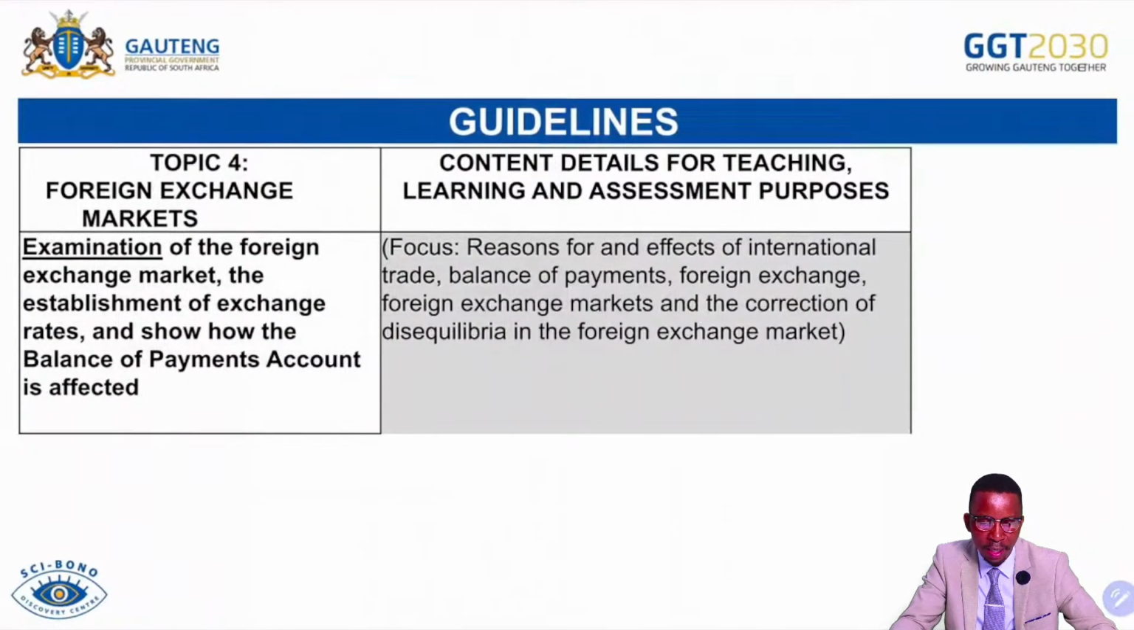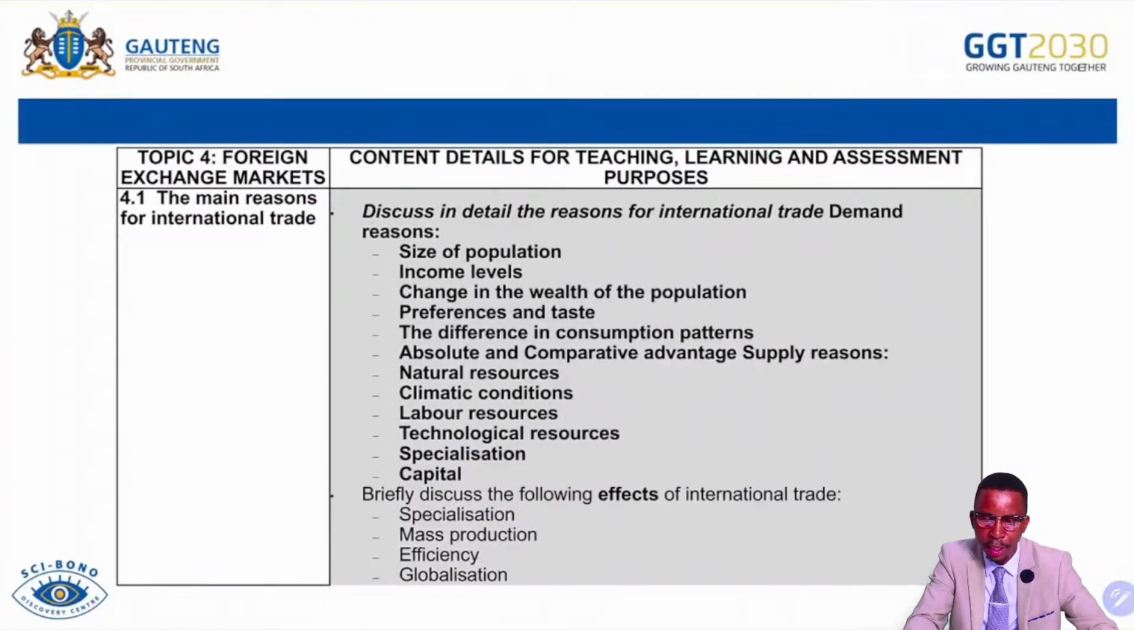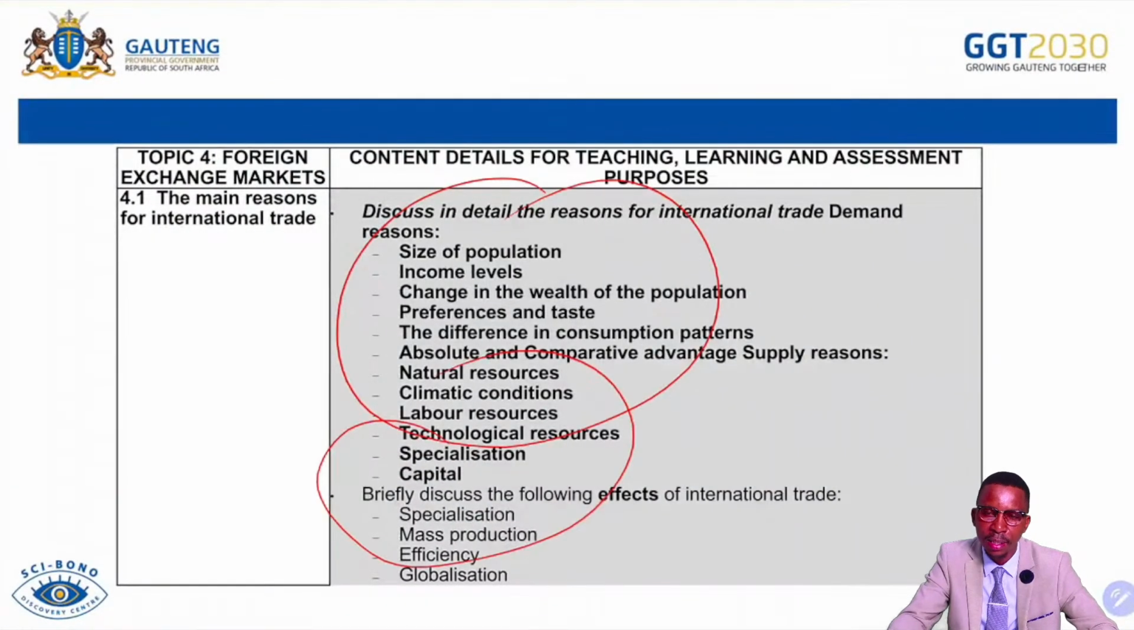Then foreign exchange markets, that's when you now deal with what we have just covered. In case it comes in, know the reasons for foreign trade, in both the demand and supply reasons for foreign trade. In that situation, this is an essay discussing detailed demand and supply reasons for foreign trade, and then also briefly discuss the effect of foreign trade. This is just the 8 marks or data response question, or maybe listing in the specialization, mass production, efficiency, and globalization.